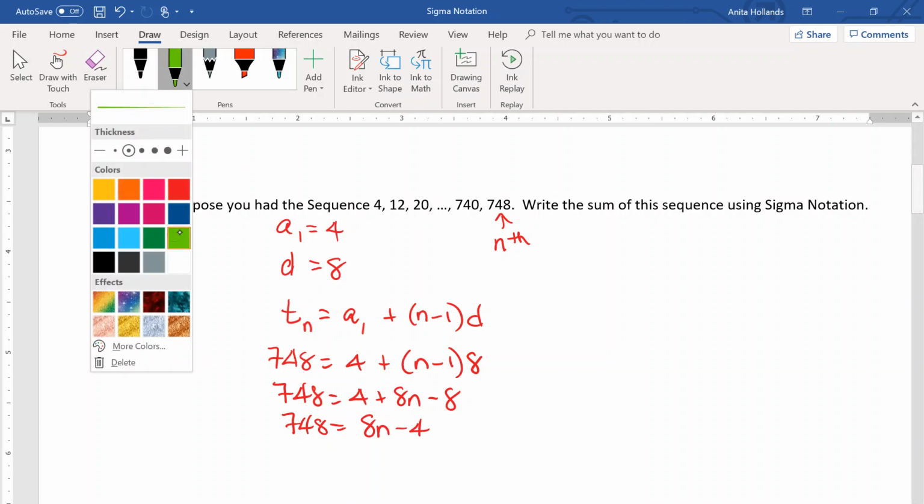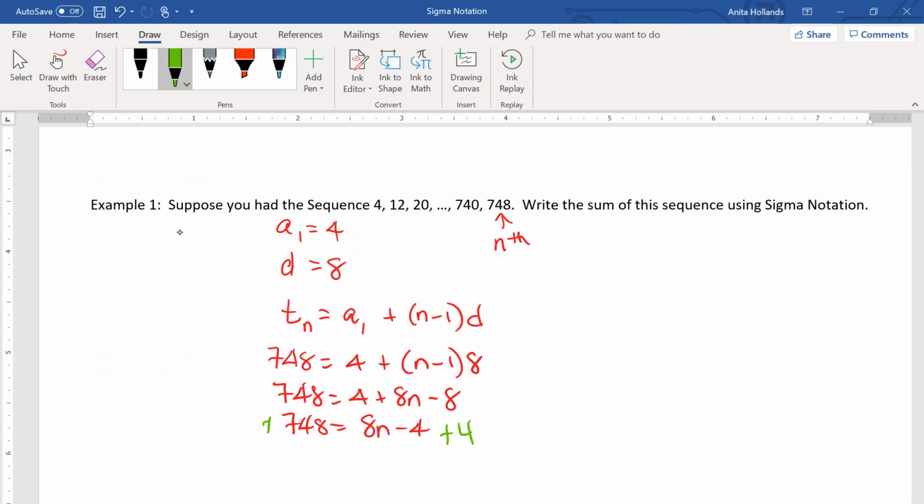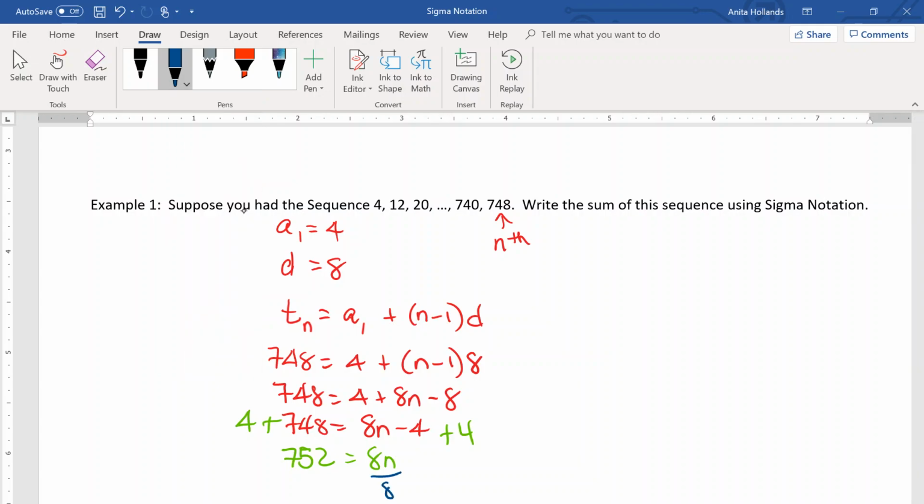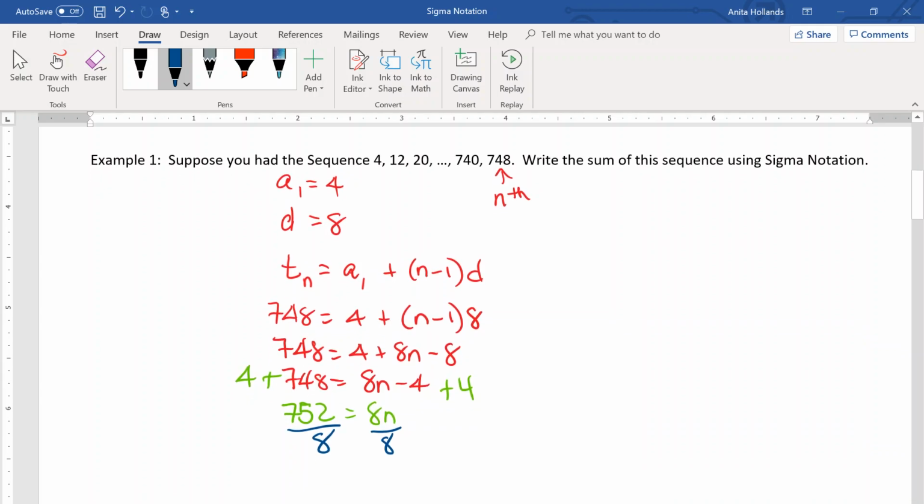Now we're going to add 4 to both sides because we want to isolate n on one side. So that gives us 752 is equal to 8n. Now we can divide each side by 8, and this gives us n is equal to 94. So now we know we have 94 terms. So I'm going to write that again up here. n is equal to 94. So we have 94 terms in this sequence.